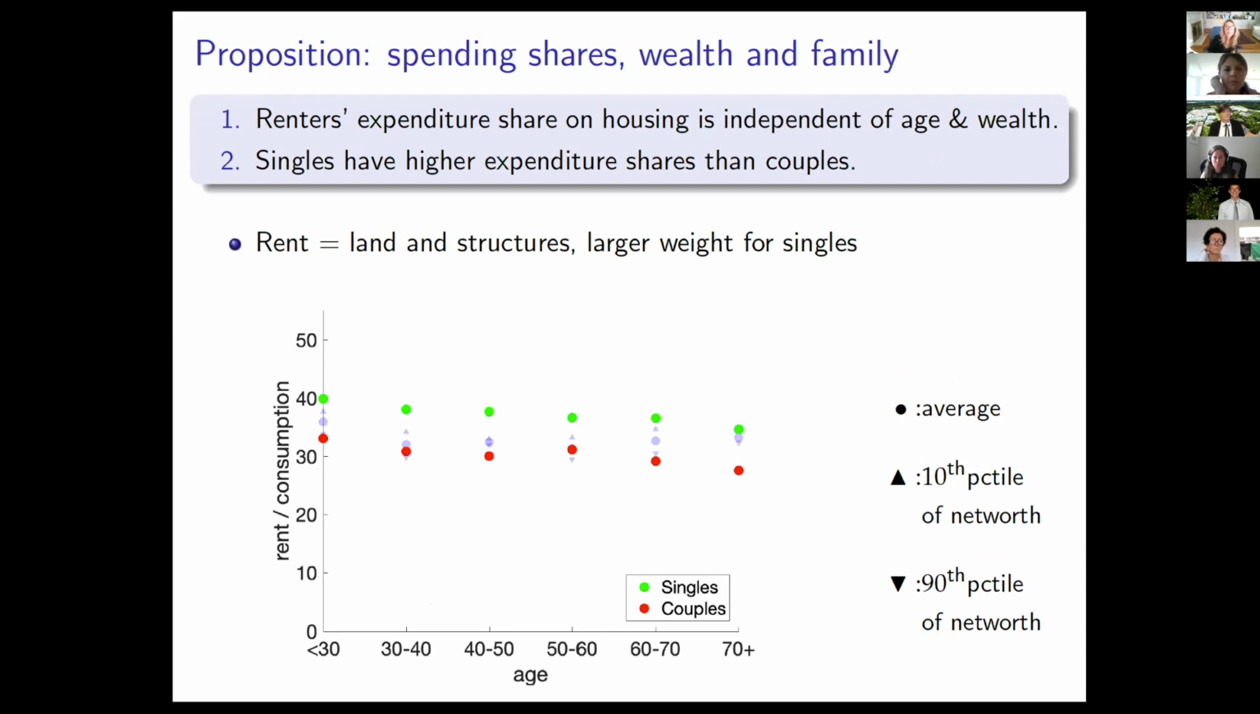family status. The green dots here are the expenditure shares for singles. The red ones are the expenditure shares for couples. So as the theory of housing services and the family predicts, singles spend more on rent than do couples at all ages. And here I also want to point out that the difference is actually quite substantial. So if you just look at, say, the 40 to 50-year-olds, then you'll see that the difference in expenditure shares is almost 10 percentage points.